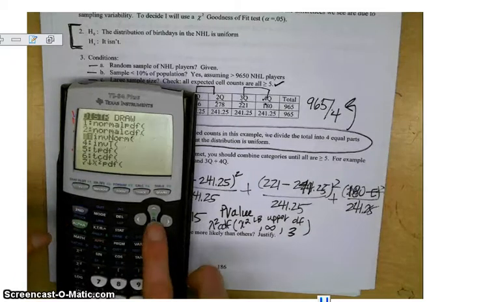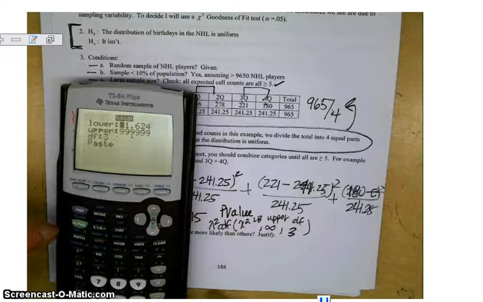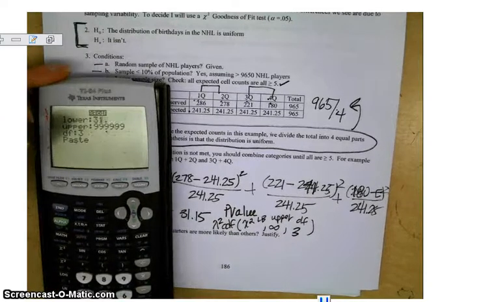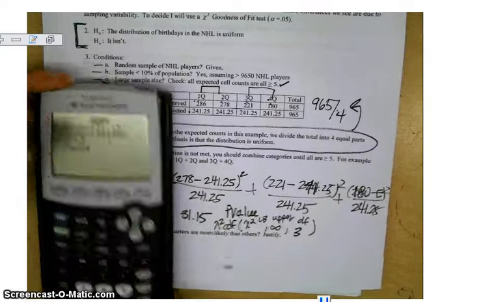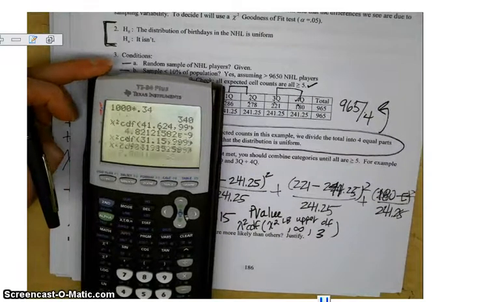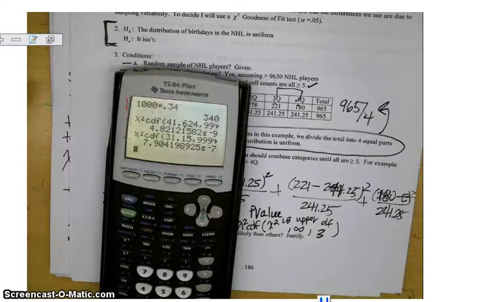Second distribution, chi-square CDF. Lower bound is whatever your chi-square value was, which is 31.15. Upper bound is infinity, degrees of freedom is 3. Hit enter and it's going to give you the p-value. Is my p-value 7.9? No. What is my p-value really? Okay, so about 0.